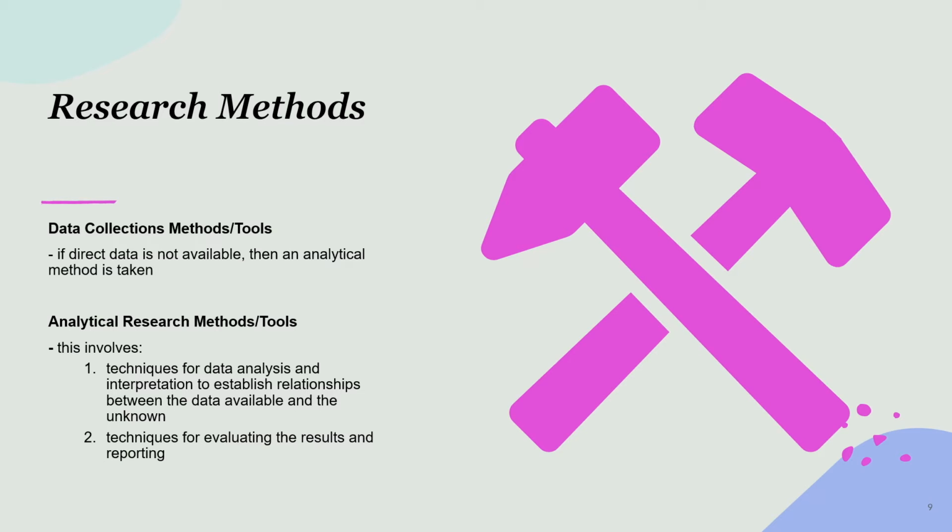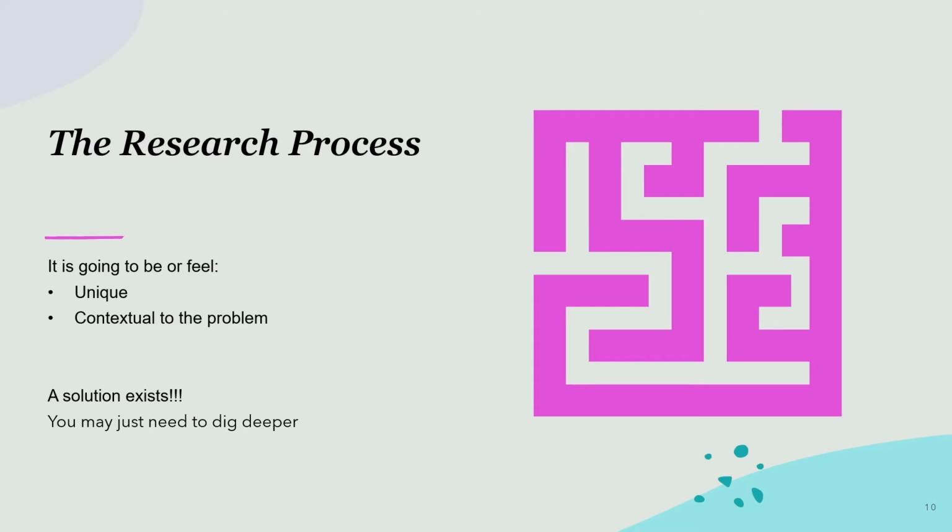If the data is not readily available, an analytical method is taken. This would involve the techniques for data analysis and interpretation to establish relationships between the data available and the unknown that you are trying to solve or find. It also involves techniques for evaluating the results and reporting them. While in the process of research, you are going to feel in a unique position. It is important to be contextual to the problem. And don't worry, you are going to find a solution.